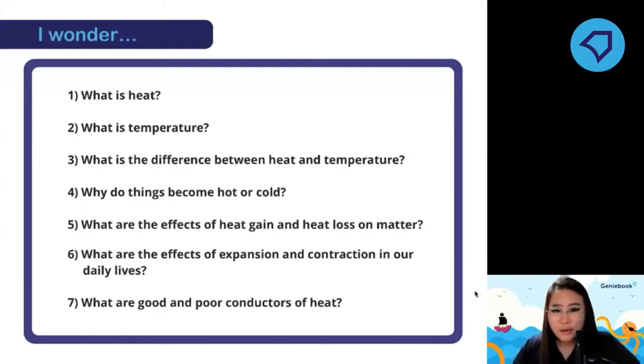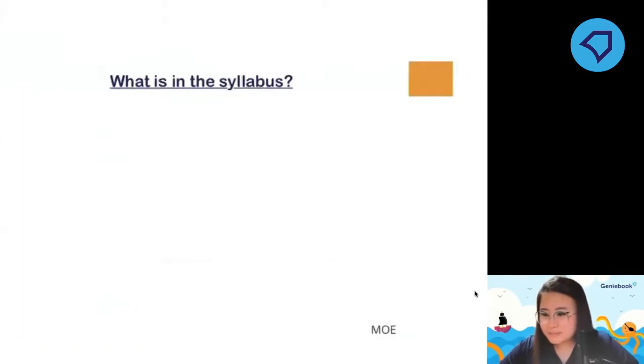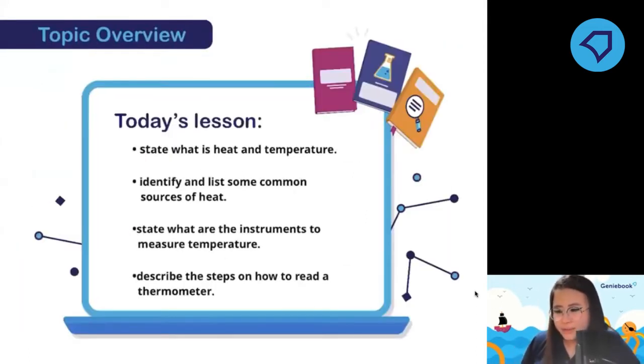So what are we doing exactly for today? Here, we are going to state what heat and temperature are. We are first learning the definitions of heat and temperature before we move on. And we're going to identify and list some common sources of heat. Where can you actually find heat? Next, we are going to look at some of the proper instruments to measure temperature. By this time, you know what temperature means exactly. And lastly, how do you read a thermometer, which is a type of instrument used to measure temperature? These are the four things that we are learning for today.